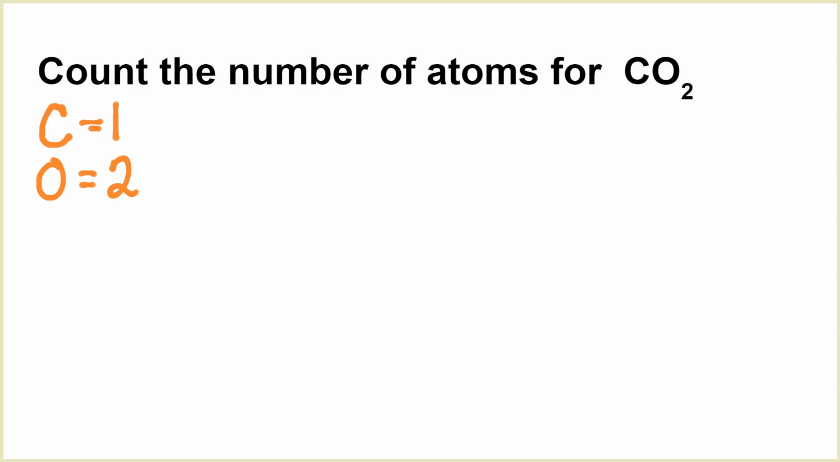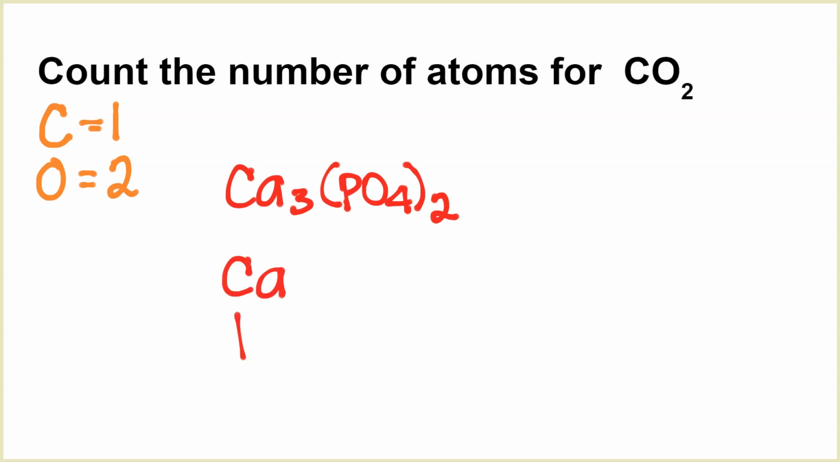Okay, what if there's a parentheses? All right, let's take for example, guys, Ca3(PO4)2. Okay, so again, you want to list down all the elements: Ca, P, and O. Right, how many Ca's do I see? 3. Okay, how many P's do I see? All right, if you look at P, guys, there's no subscript, so it has to be a 1.